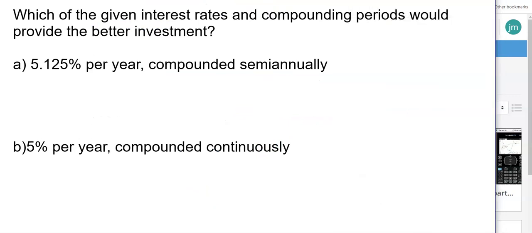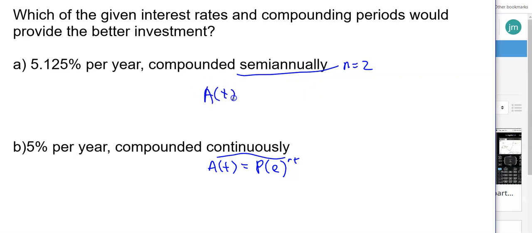Okay, we'll use this calculator again in a minute, but let's just figure out which formula we need for which problem. So continuously compounded, you need the A of t, the one we just did, P times e to the rt power. If it's compounded semi-annually, that means the n value is equal to 2. That's how often it's compounded. And the formula is A of t equals P times, if you remember it from the other day, 1 plus r.